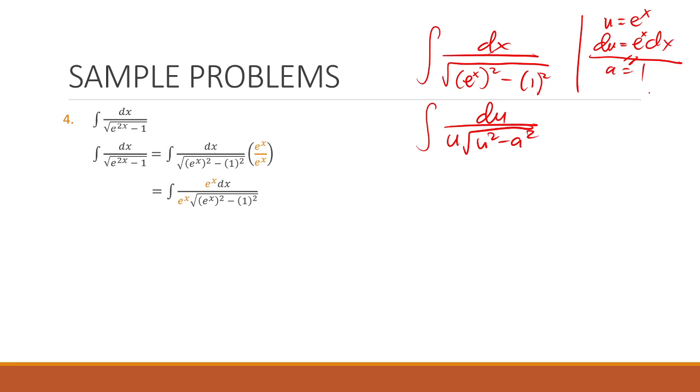So in this case, we can now apply arcsecant. So 1 over a is 1. Arcsecant u over a, u is e raised to x. And then a is 1, so e raised to x, and then plus c. Okay?